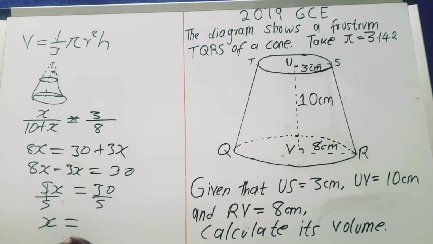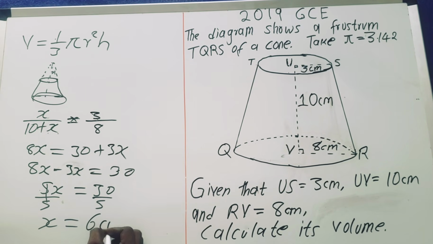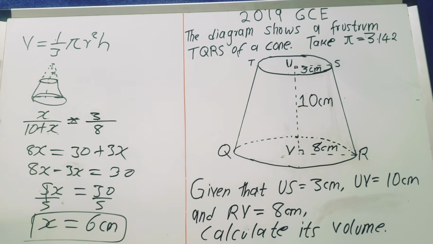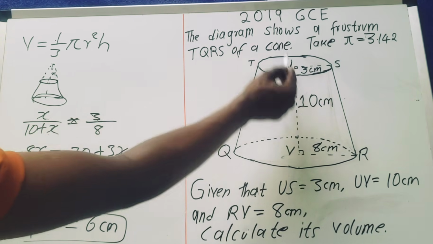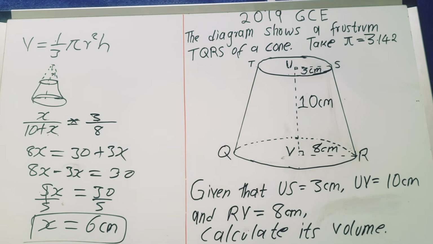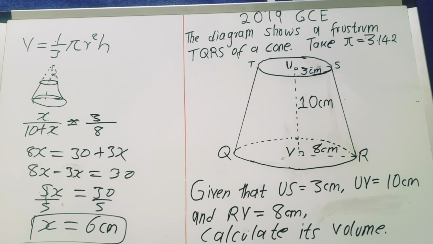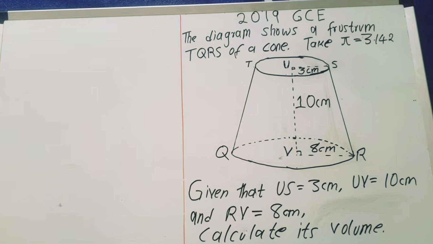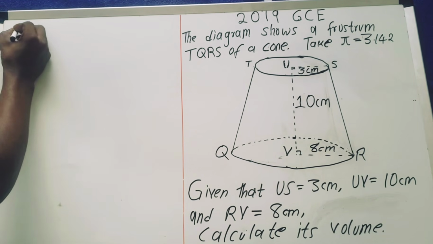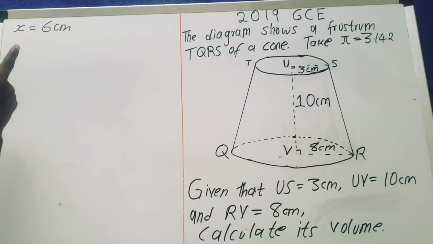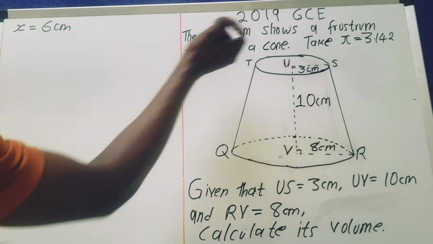So 30 divided by 5, that is 6 centimeters. So 6 centimeters is the height of the smaller cone, the height which was cut here. I hope you understand that one. Now we can note it down to say our x, our small height, is 6 centimeters. That is the height of the smaller cone.